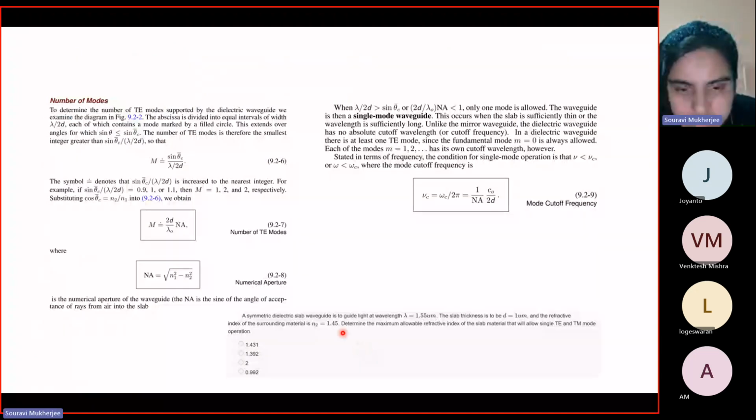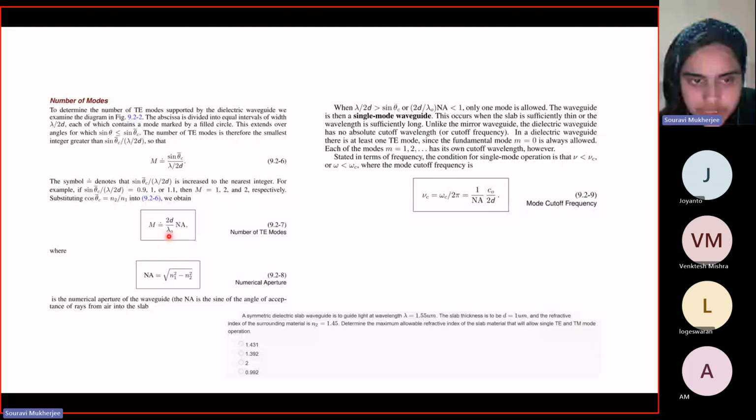So here you have the wavelength given. Here you said you have to substitute m equal to 1. So how basically can we solve? Here what we are trying to do is, it is saying you just have one single TE or TM mode, right? So if you put m equal to 1, that means your lambda becomes 2D into NA, right? And that is what you have used here.